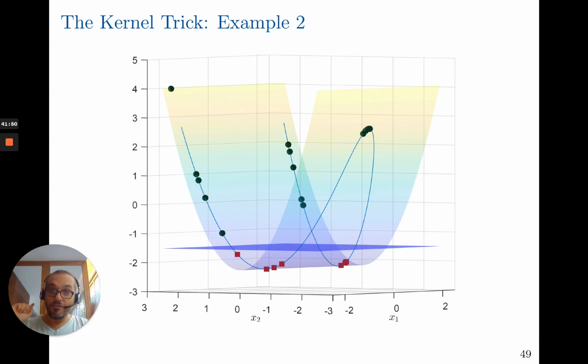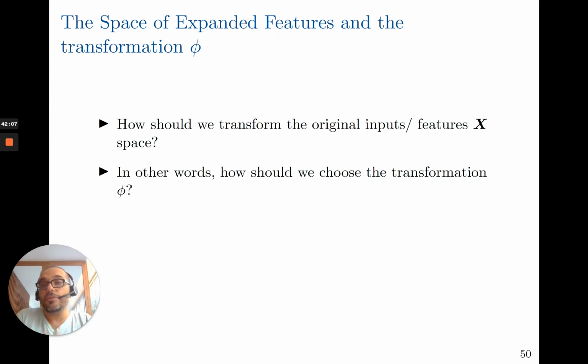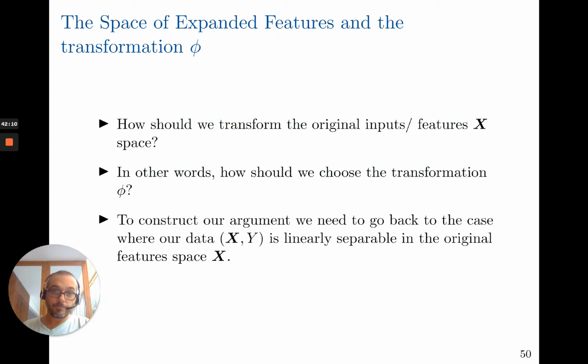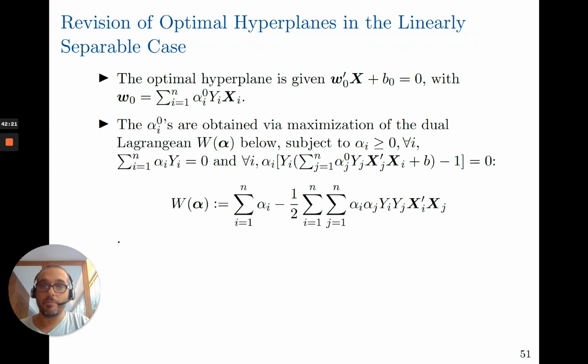Okay, so in both cases, we need three dimensions to correctly separate the classes with a linear classifier. Okay, so how should we transform the variables x? How should we choose the transformation phi? Okay, so basically, if we have a linear classifier, that's our optimal hyperplane.